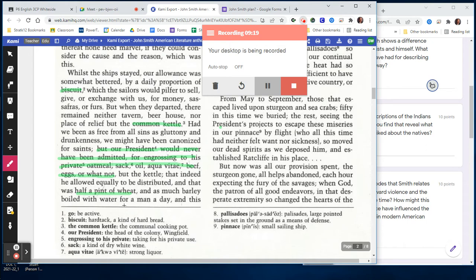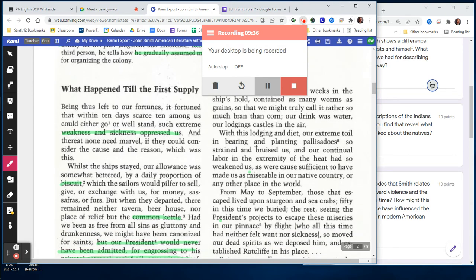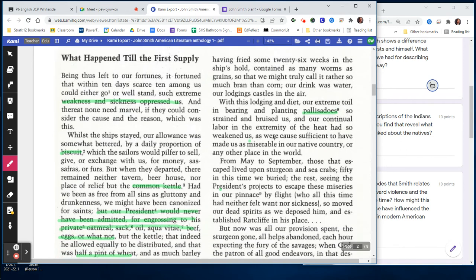Barley boiled with water for a man in a day, and this, having fried some 26 weeks in the ship's hold, contained as many worms as grain, so that we might truly call it rather so much bran than corn. Our drink was water, our lodgings, castles in the air. With this lodging and diet, our extreme toil in bearing and planting palisadoes, which I assume is some kind of fort, so strained and bruised us, in our continual labor in the extremity of the heat, had so weakened us, as were cause sufficient to have made us as miserable in our native country or in any other place in the world.